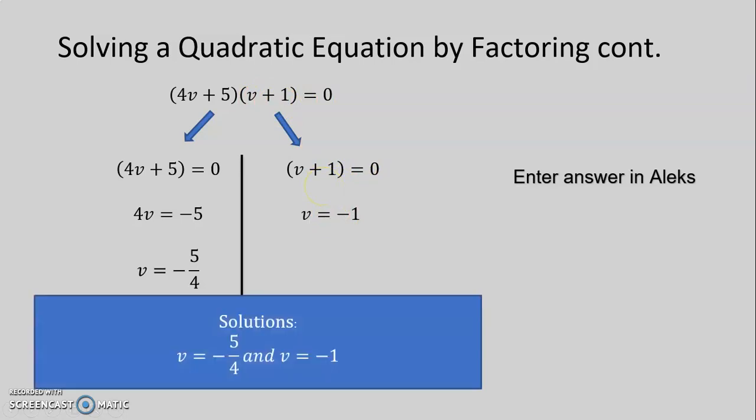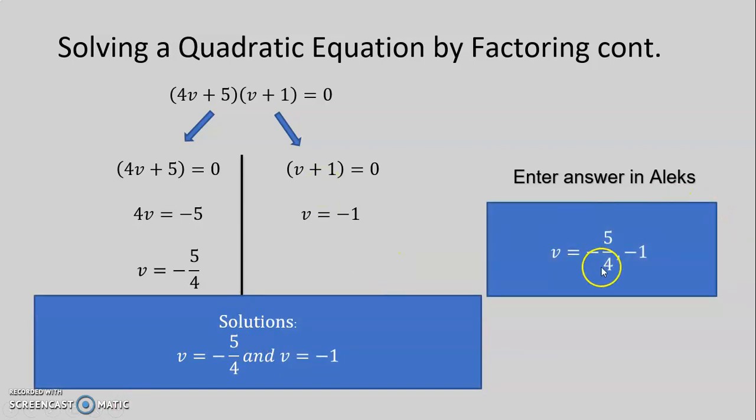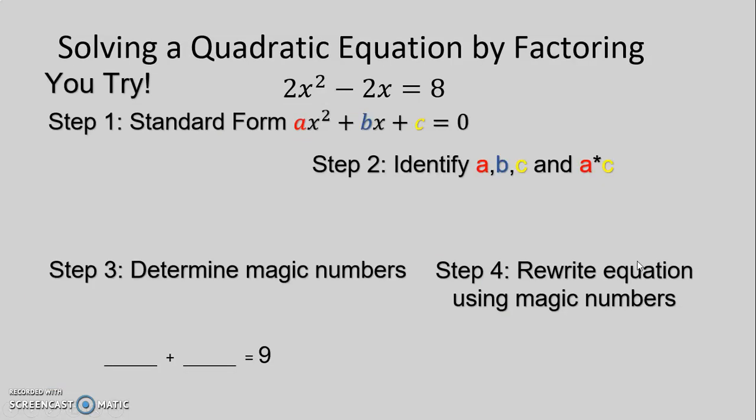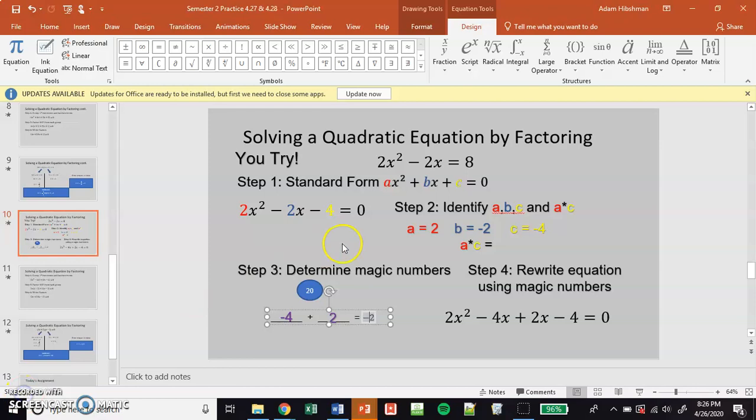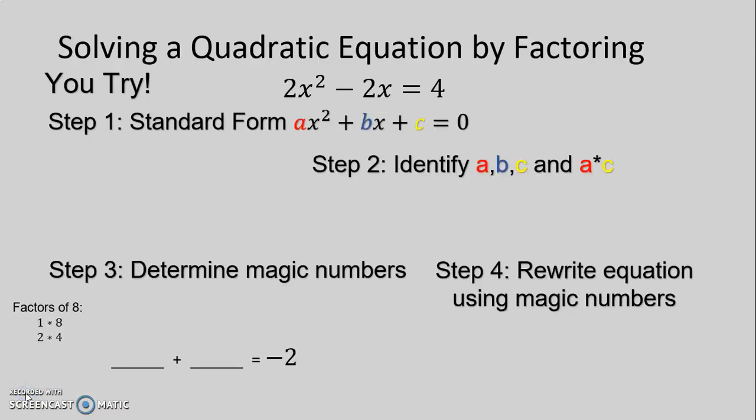All right. So from there, we have our two solutions, and we would simply type that in ALEKS. Negative 5/4 and negative 1. Those would be our two solutions. All right. Last one. All right, so take a look at this one. Take a second, see if you can work out what the answers are for this one.